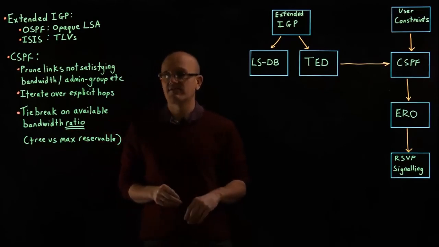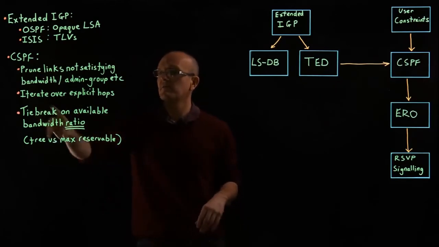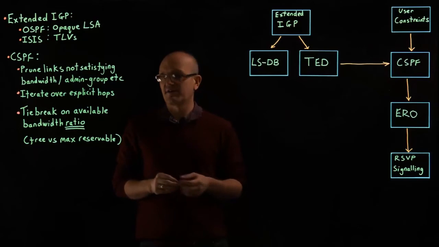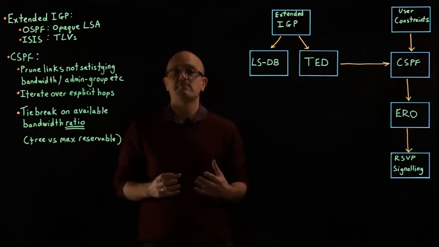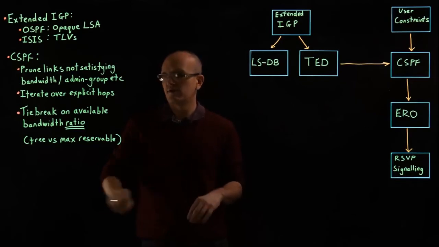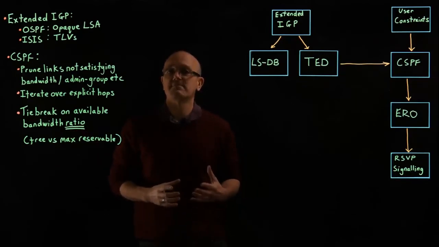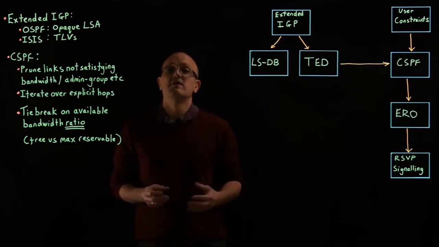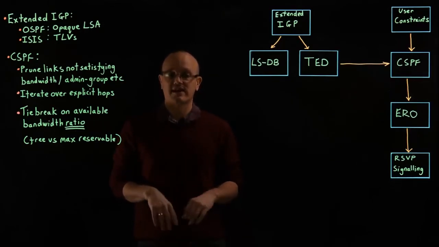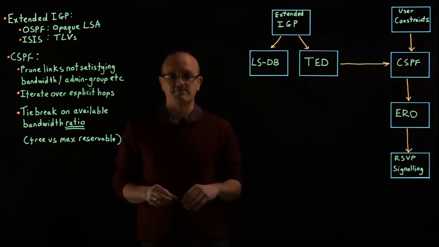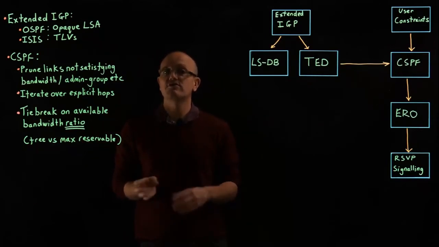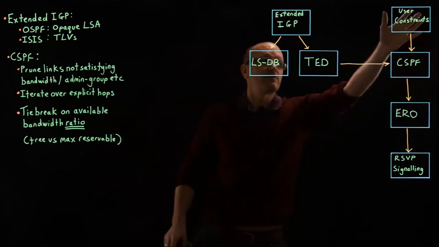If we have equal paths, we then tie break on the available bandwidth ratio. So this means that we're preferring the end-to-end path that has the highest maximum available bandwidth ratio. Key thing to note here is that we're talking about ratio, not explicit amount of bandwidth free. So 10 megs free on a 100 meg link, 10% availability, is better than 50 megs free on a 1 gig link, 5% availability. So this is how CSPF operates, and the end result being we've chosen a shortest path that satisfies all of our user constraints.